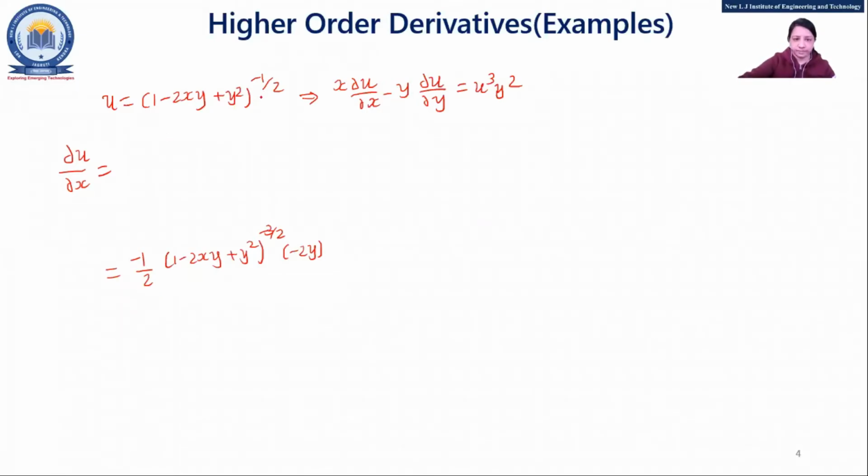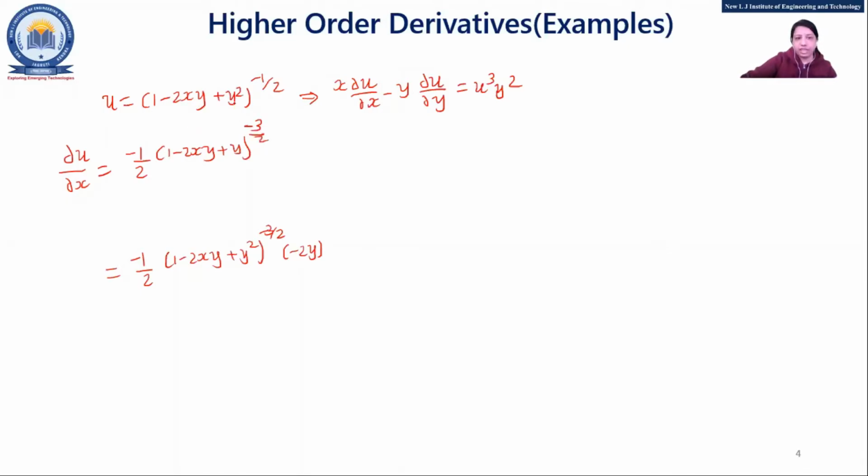Because this is x raised to something. X raised to n. So how are you going to do this? X raised to n, so n becomes first. So that is minus 1 by 2. I'll write it down once. Minus 2xy plus y square. And here it should be minus 1 by 2 plus 1. So obviously it will become minus 3 by 2. So I'll write again.